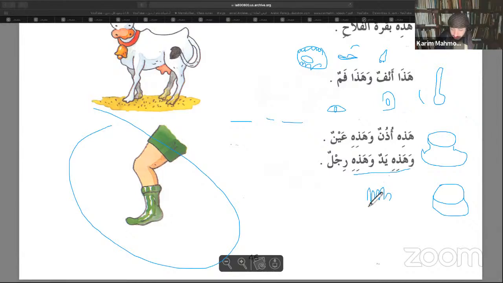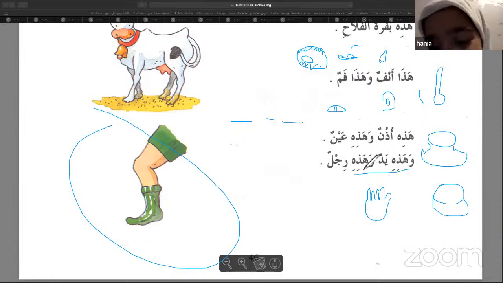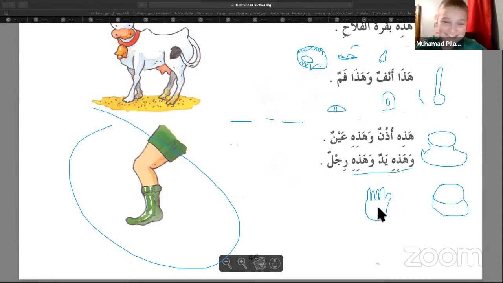Okay, yadun is one hand. Okay. هذه يد وهذه رجل. This is good. That's the rest of the parts of the monster.